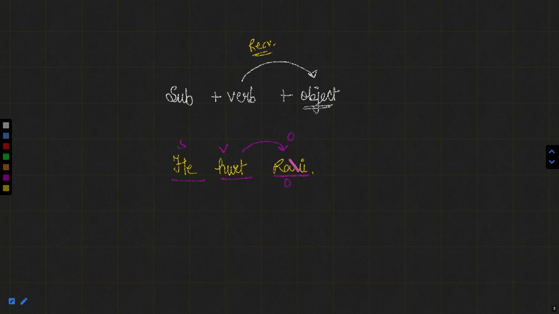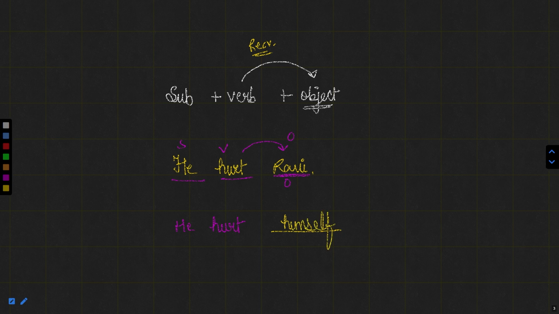Okay, now if I say that there is an object to receive this action of hurting. Okay, now if I say he hurt, simply I say one thing, that is he hurt. Now I do not have any object over here. Now whom did he hurt? Obviously I need a person whom he hurt, but here we do not have any object to show that whom did he hurt. Now it can be possible that he must have hurt himself only. Okay, so I can say he hurt himself.